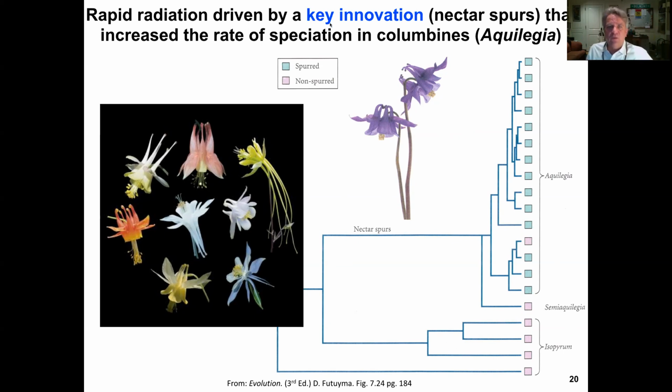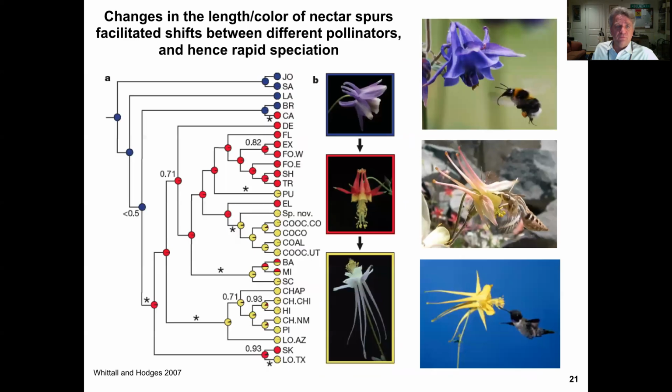So here with Aquilegia, we're looking at the species that have the spurs versus the species that do not have the spurs, colored here in pink. The species that have the spurs seem to exhibit a faster rate of speciation, more species generated here. Again, this is a time-calibrated phylogeny, than the lineages that do not have the nectar spurs.